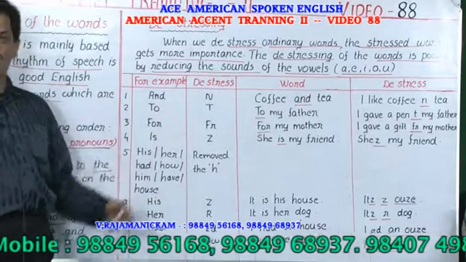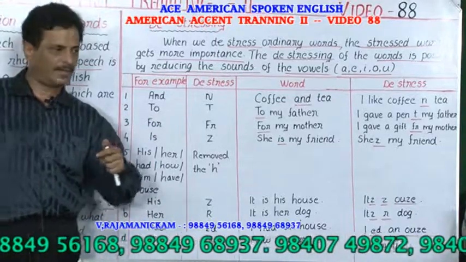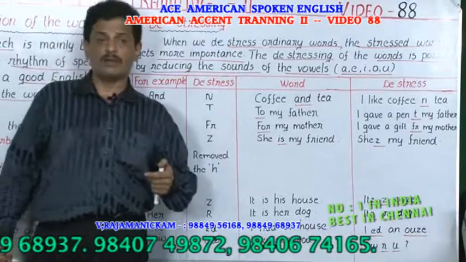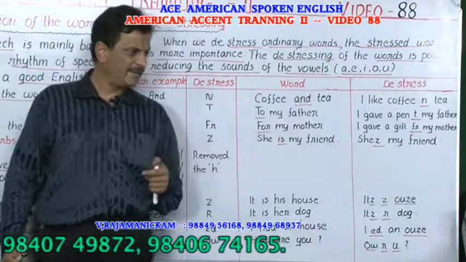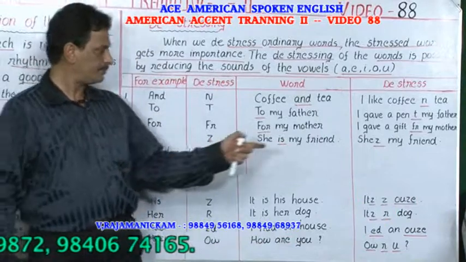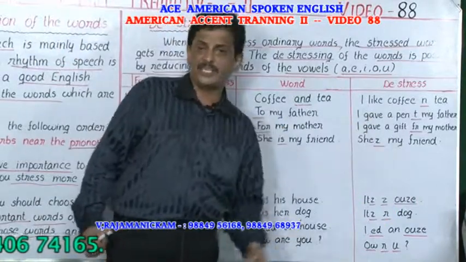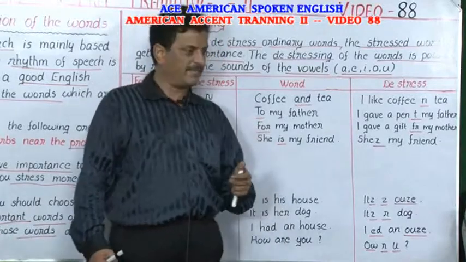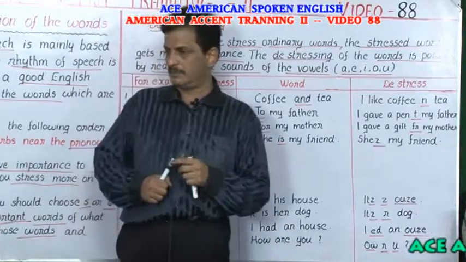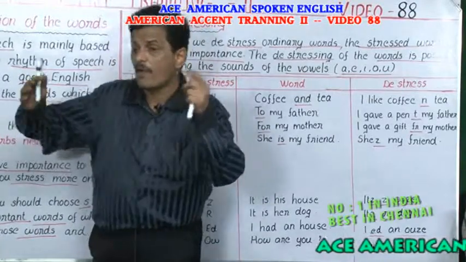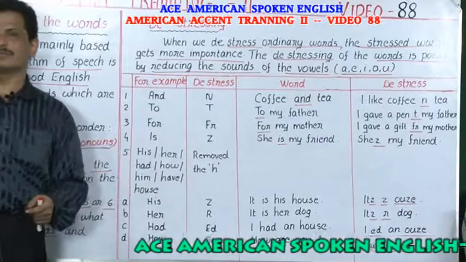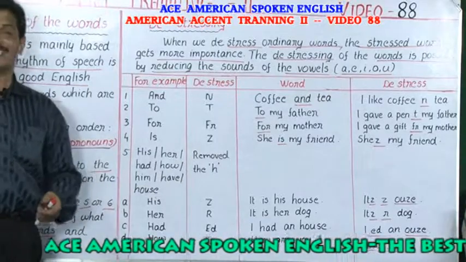For is stressed as what? For, right? For example, for my mother. You don't say for my mother with full stress. What do you say? I gave a gift for my mother. I gave a gift for my mother. Is is pronounced as z. That's all. You don't say is.